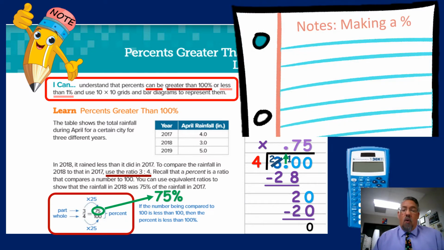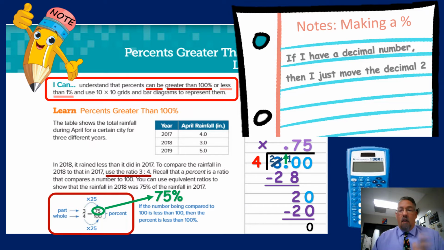All right. So when I'm doing my percentages, the first part of the note that I want you to write down is if I have a decimal number, then all I'm going to do is move my decimal 2 times. Well, which way am I going to go? If it's a decimal going into a percentage, then I'm going to move it to the right. Once I move it 2 times to the right, always 2 times, never less, never more, then I just add my percent sign. So pause the video and make sure you write that down in your notes.